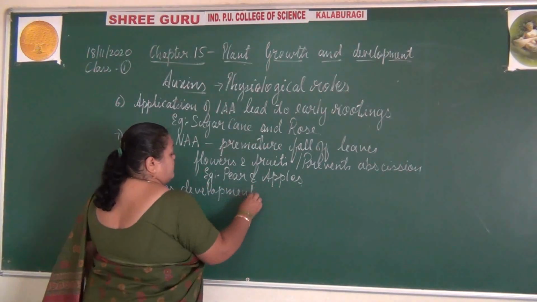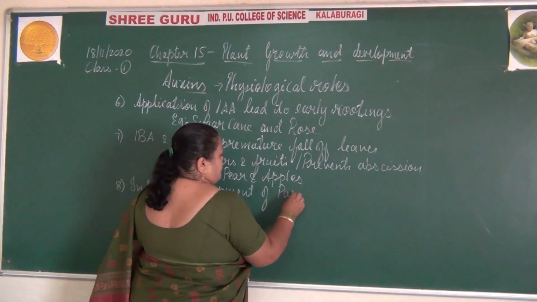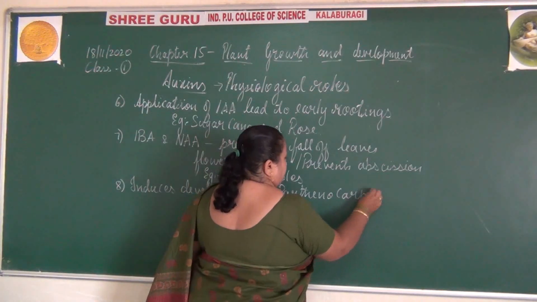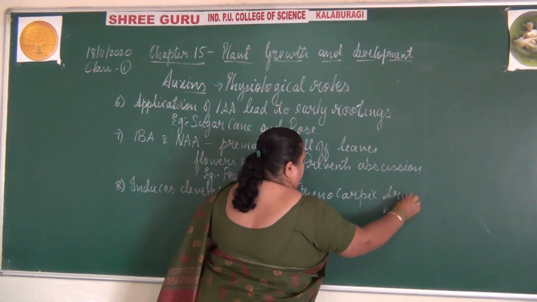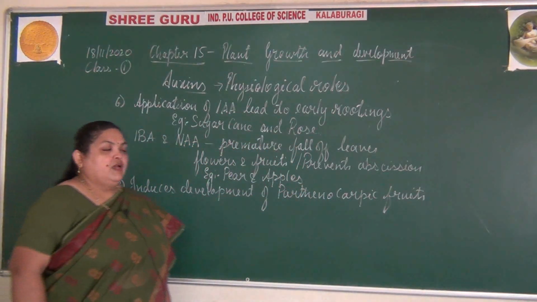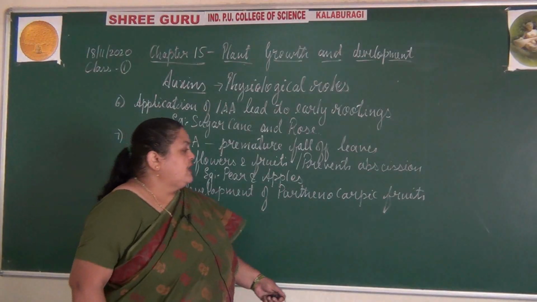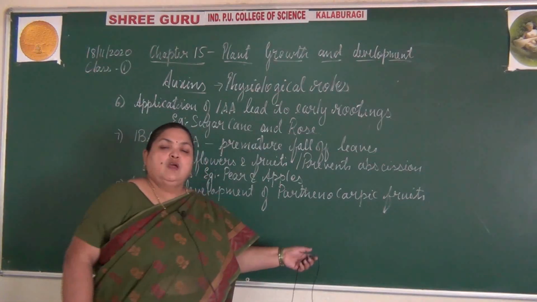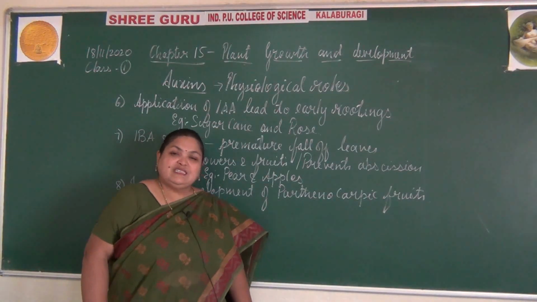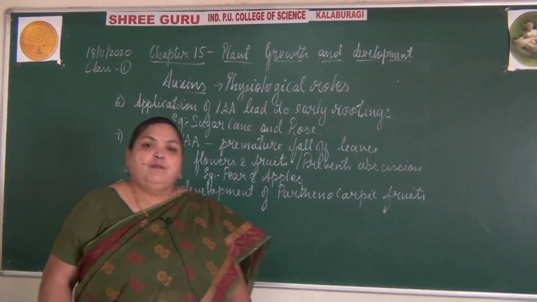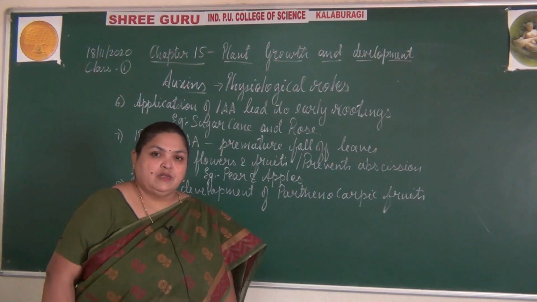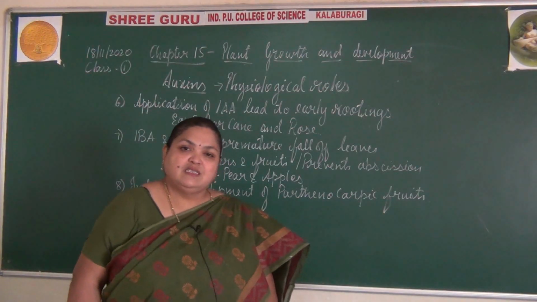Then the next point is it induces development of parthenocarpic fruits. Parthenocarpic fruits, in simple words, are seedless fruits. The natural seedless fruits are the bananas, pineapples and the grapes. They don't have the seeds.